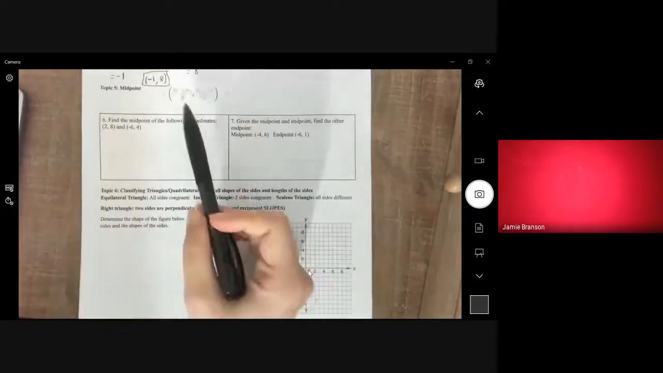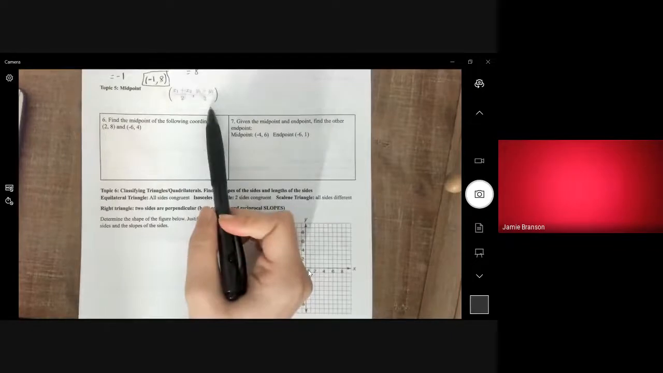Okay, our next topic was midpoint. And that didn't show up too brightly on here, but our midpoint formula is x1 plus x2 divided by 2, and then y1 plus y2 divided by 2. So we kind of had two different problems, one where they just ask you to find the midpoint, and then one where you're looking for another endpoint.